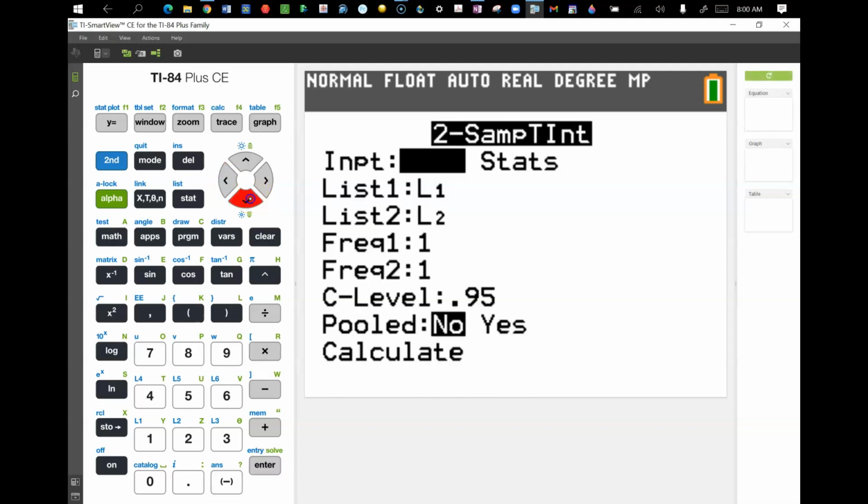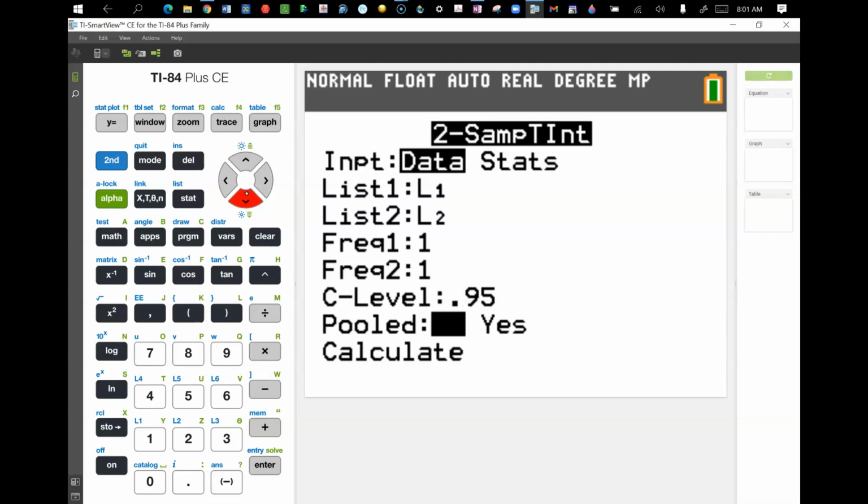The data, remember, we've got to pay attention to the order here. So we want to do generic minus Weitzel Corp. Our Weitzel Corp data is in list 1, our generic is in list 2, so we're going to leave this the way it is, but we're going to have to deal with this later on. Our level of confidence is 0.95, and to pool or not to pool.